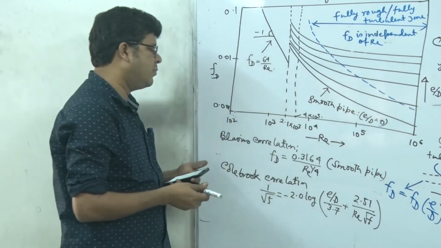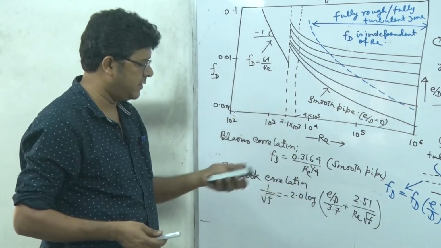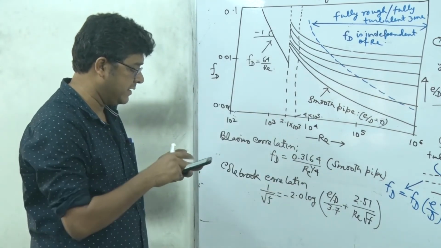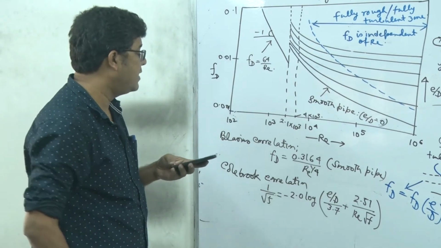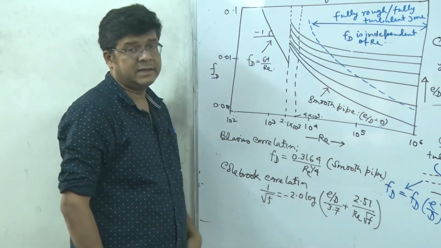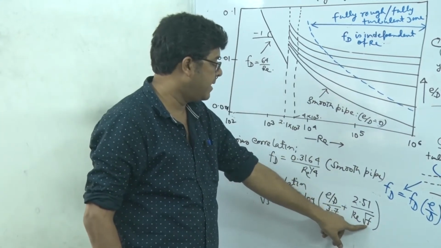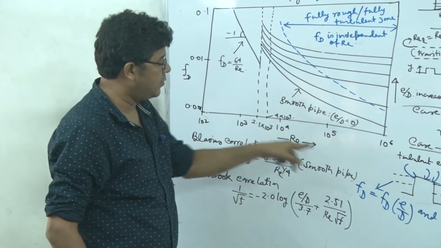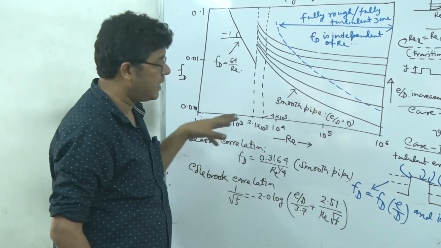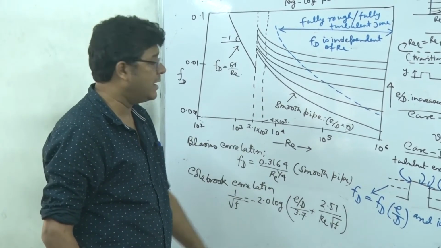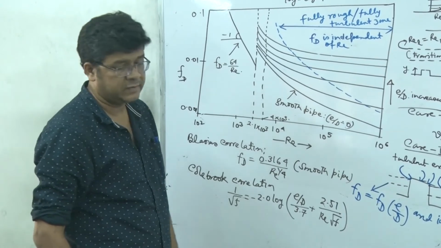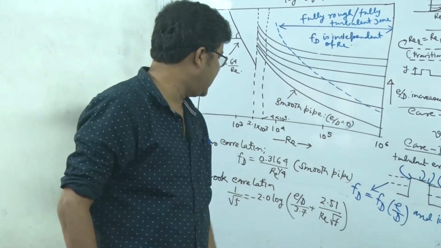So you see that on both sides of this equation f is present, so it will be a kind of iterative equation, as you can understand from here. The f from the Blasius we will use here and we will generate a new f, and we will go on with successive substitution until two successive values of f are pretty close to each other. So this is the Colebrook correlation.